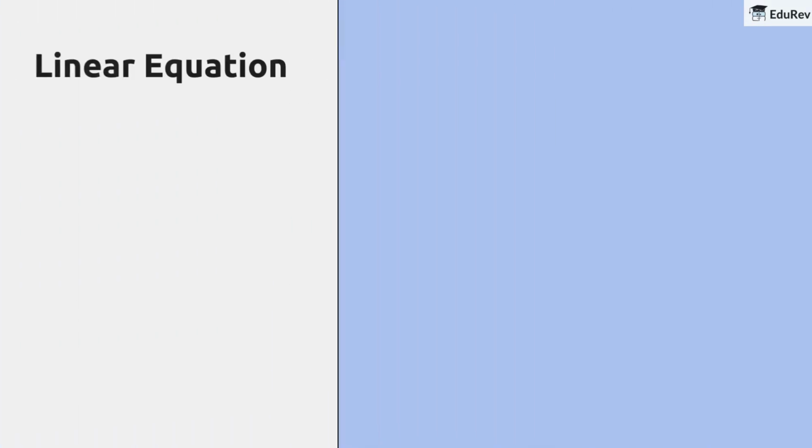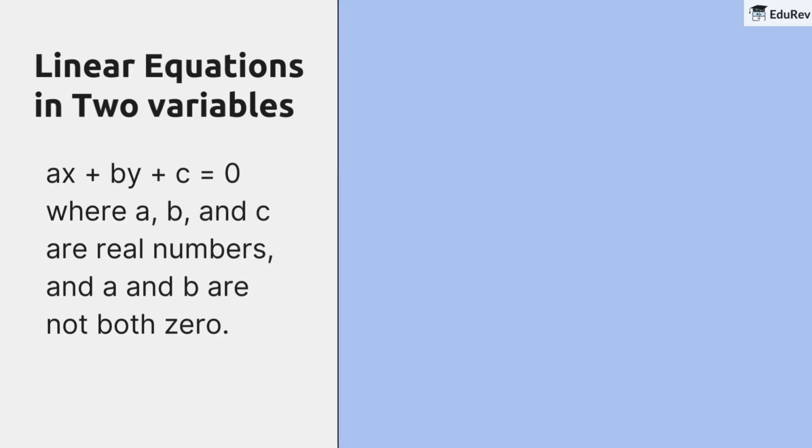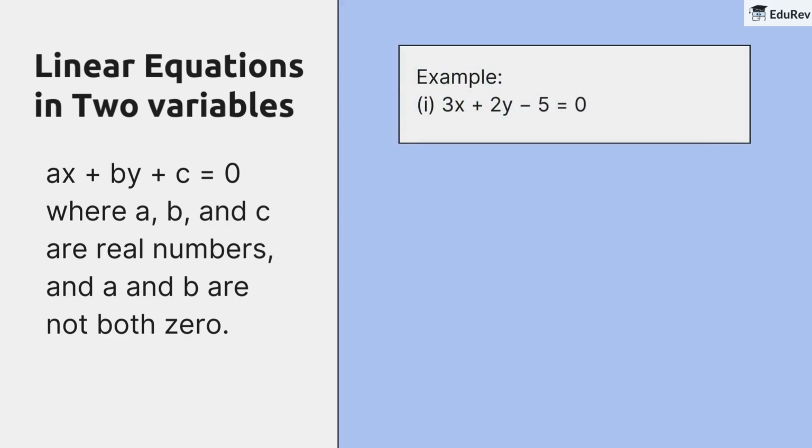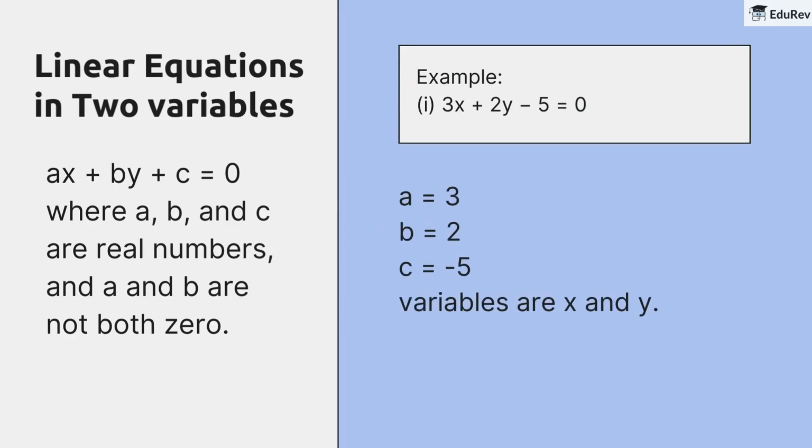Let's talk about linear equations with two variables. These equations are in the form ax plus by plus c is equal to 0, where a, b, and c are real numbers, and a and b are not both 0. The variables are x and y. For example, 3x plus 2y minus 5 is equal to 0, where a is 3, b is 2, c is minus 5, and the variables are x and y.